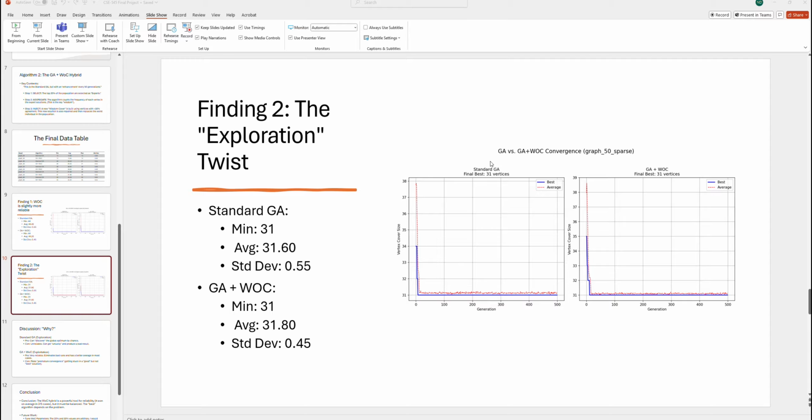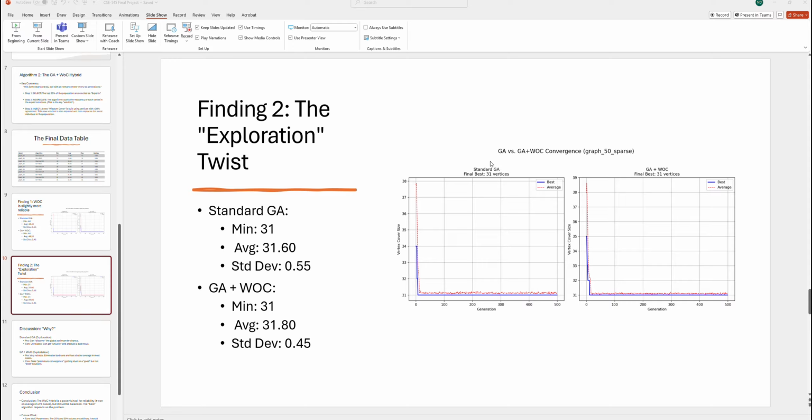Random exploration that was so good that it pulled its average down to 31.6. Its worst run was at 32, which was the best that the wisdom of crowd algorithm could do on average. Now let's look at the genetic algorithm plus wisdom of crowd algorithm that was supposed to be smarter, but in this case was consistently worse. It had an average of 31.8.